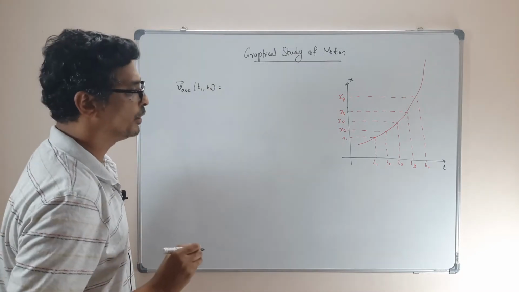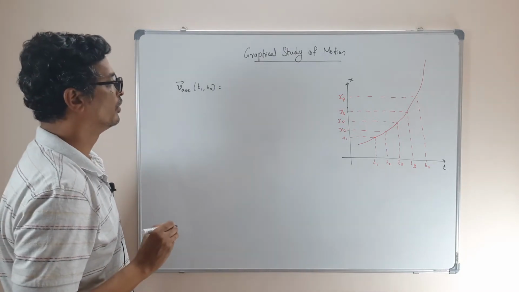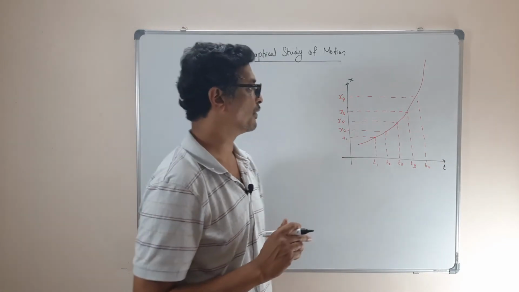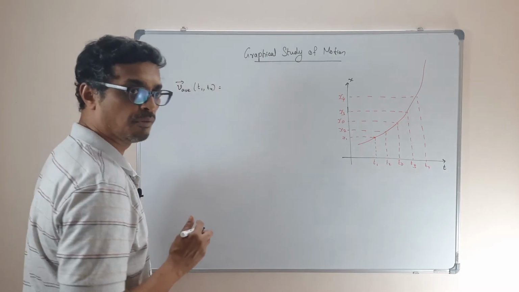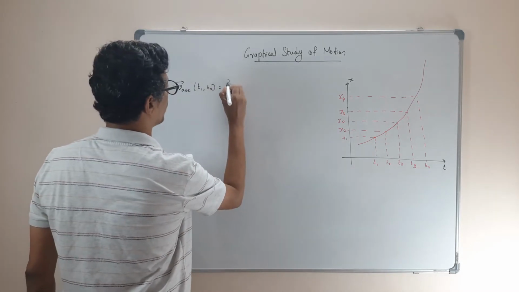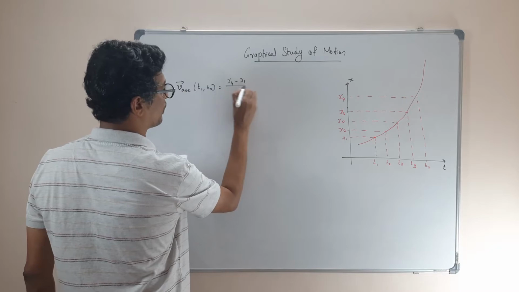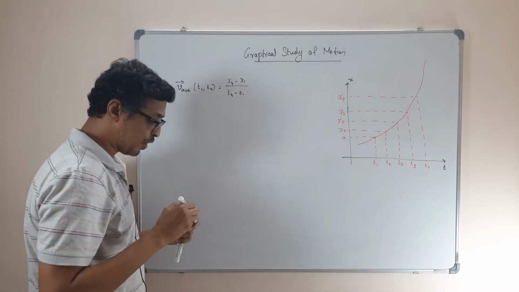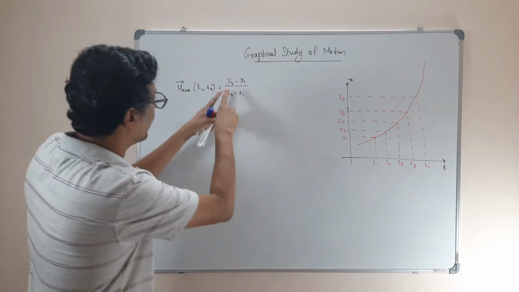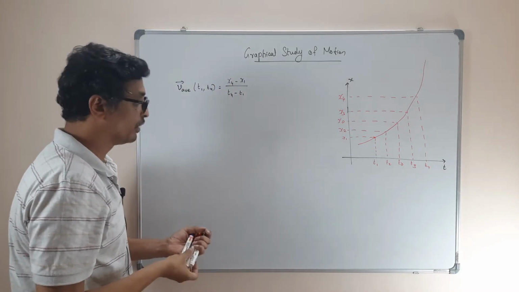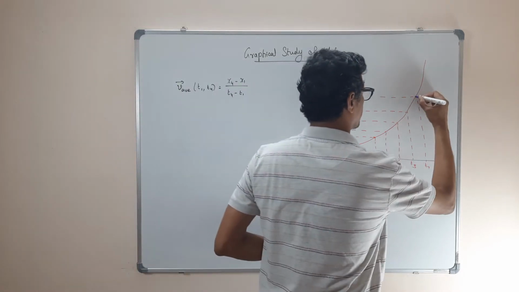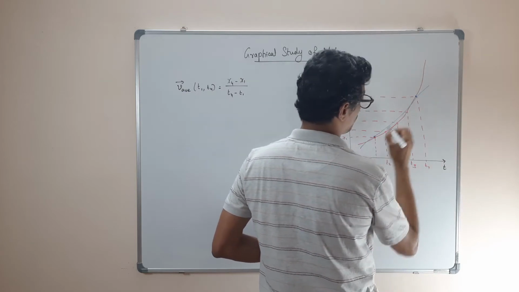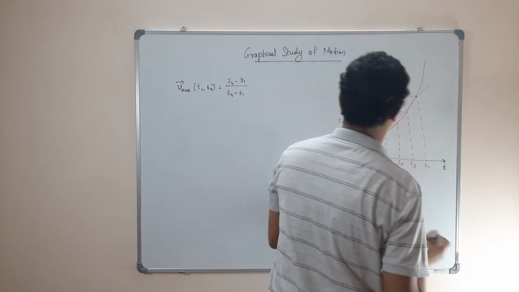So what will it be? Tell me. I'm asking T1 and T4. What is the average velocity? X4 minus X1. Correct, very good. X4 minus X1 is the formula, divided by T4 minus T1. So if you see, that is nothing but a straight line, the slope of a straight line joining these 2 points.